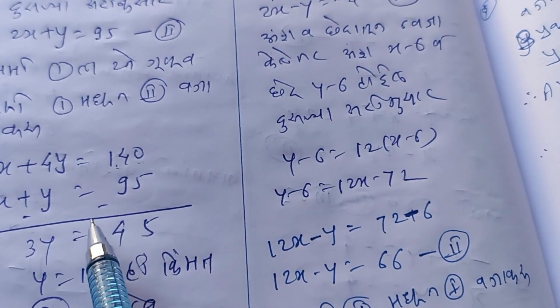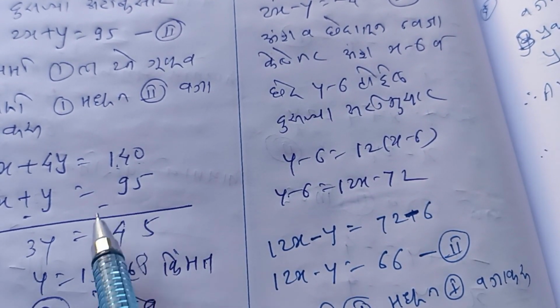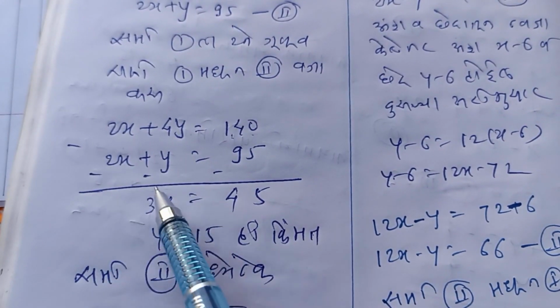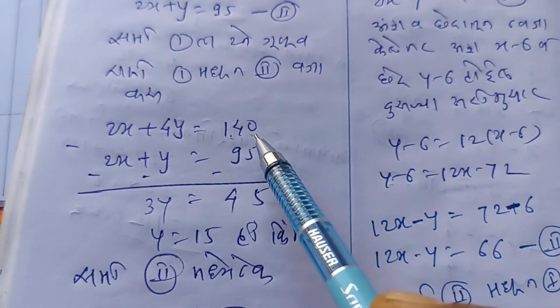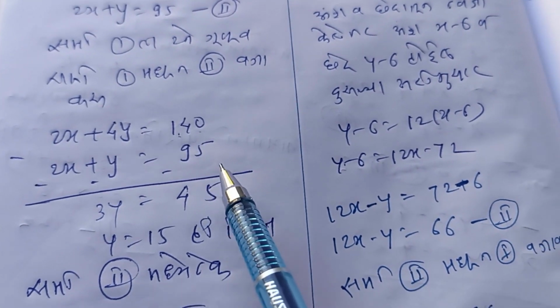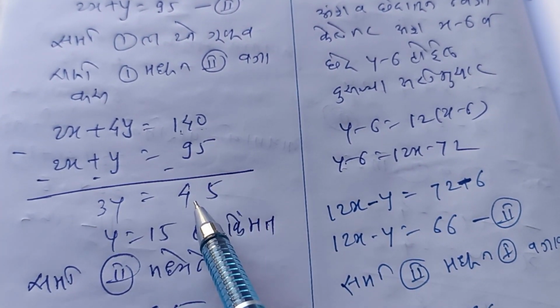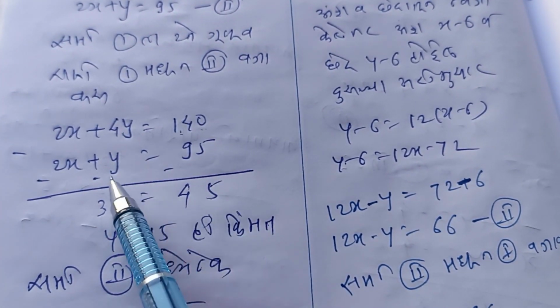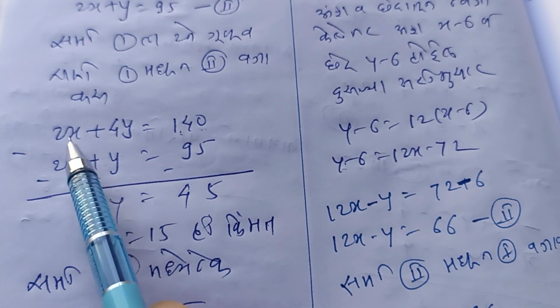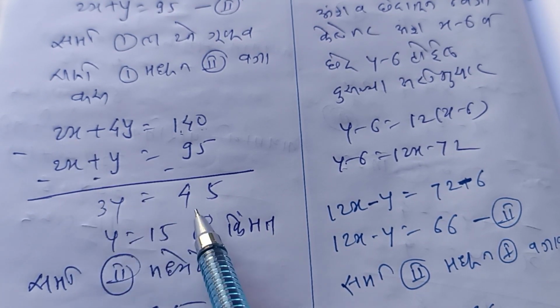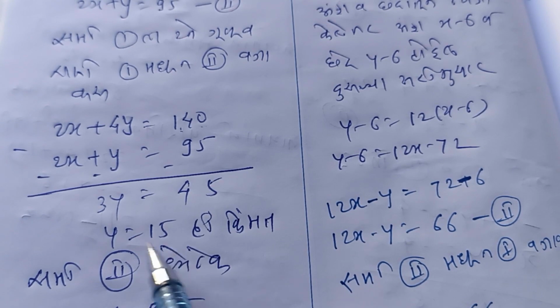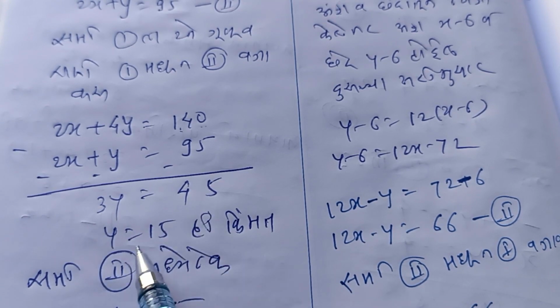Here, changing the signs of this equation, 140 minus 95 is 45, 4y minus y is equal to 3y, 2x minus 2x is 0. 3y is equal to 45. Dividing both sides by 3, we get y is equal to 15.